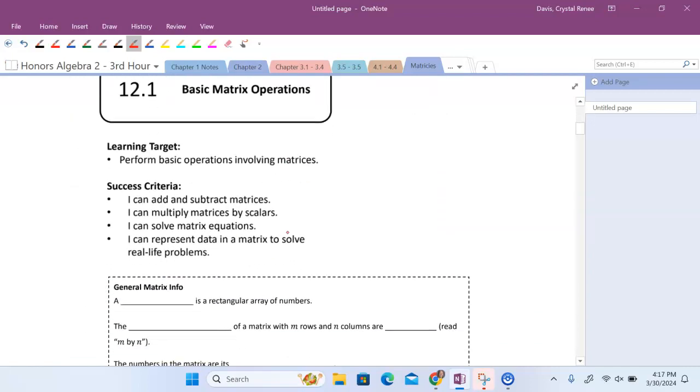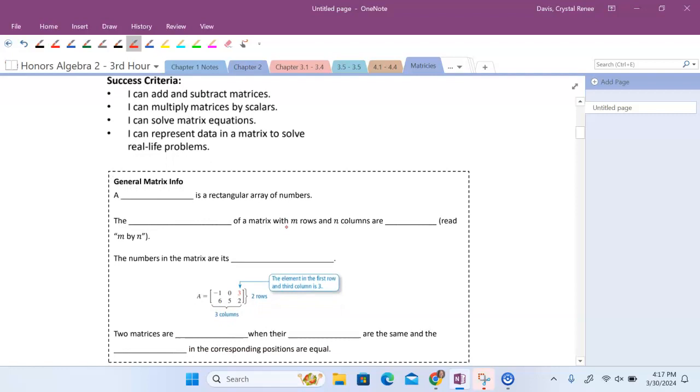All right, so before we get started, let's get into a little bit of vocabulary here. Let's first define matrix. A matrix is simply a rectangular array of numbers. It's a different way of representing an equation or different things, as we'll see.